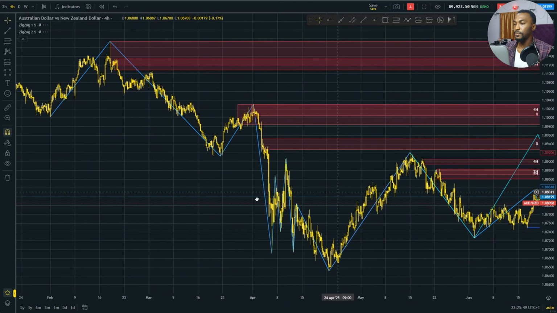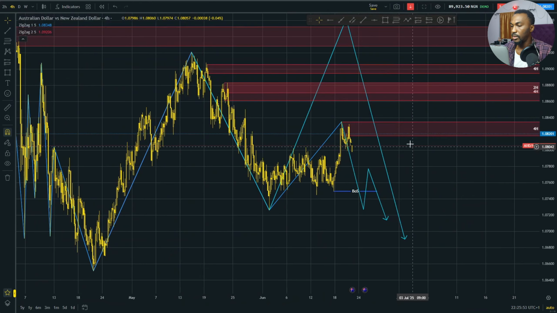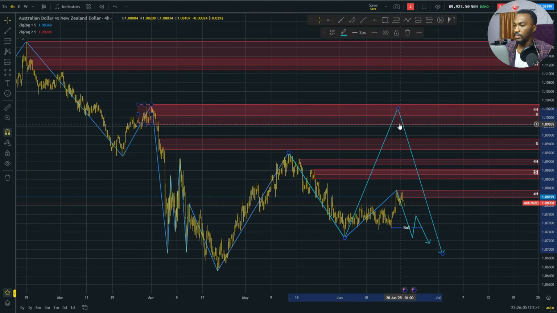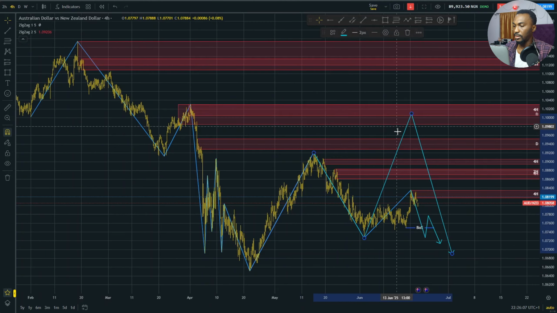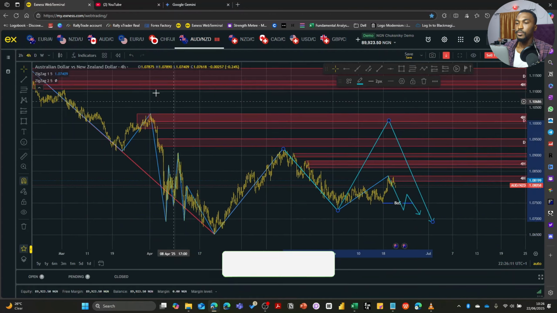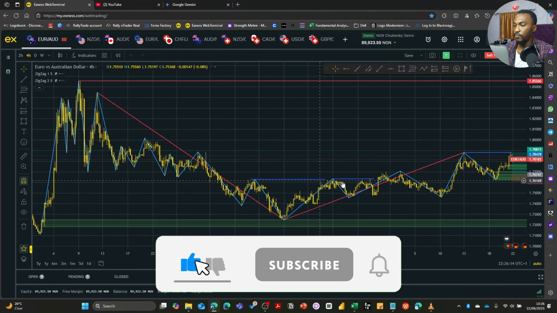Okay, so in terms of confluence, I have 4 hours and 2 hours right here. So if price is going to come down, then I'm expecting it could react a little bit here, or it could find its way all the way down here and then start to give a proper reaction. So it's all about patience. Lots of patience.